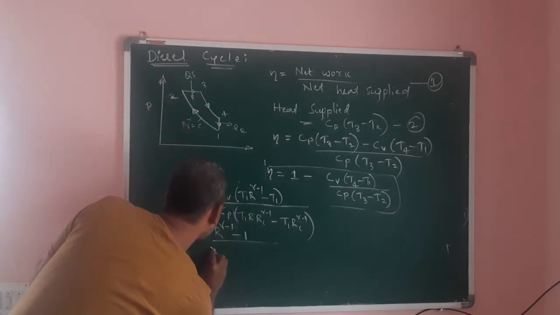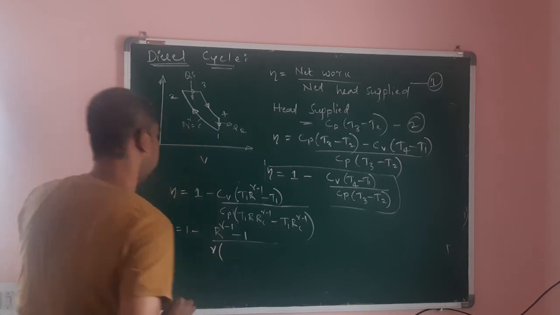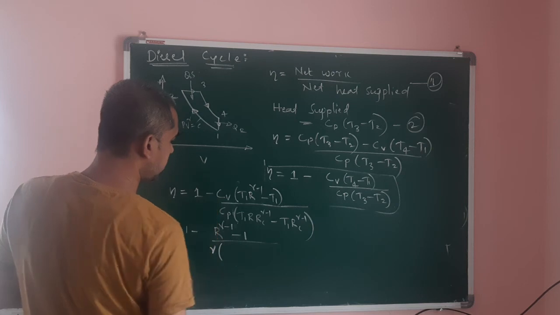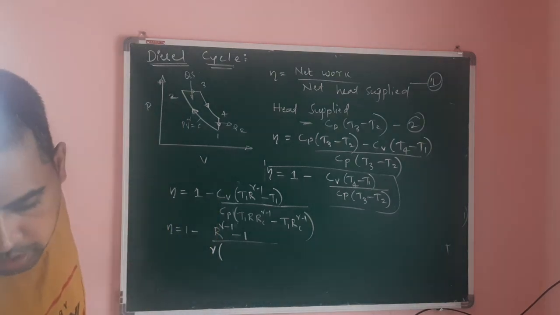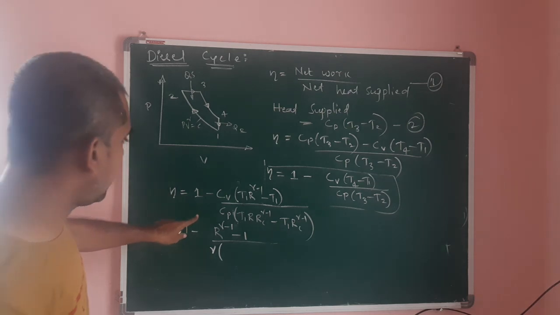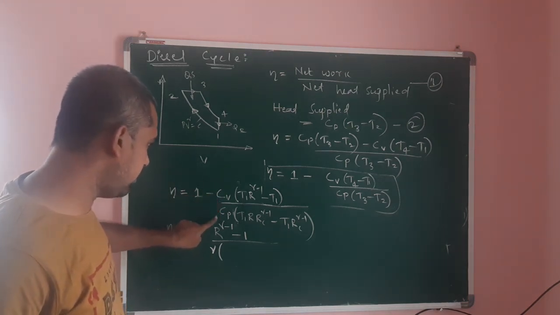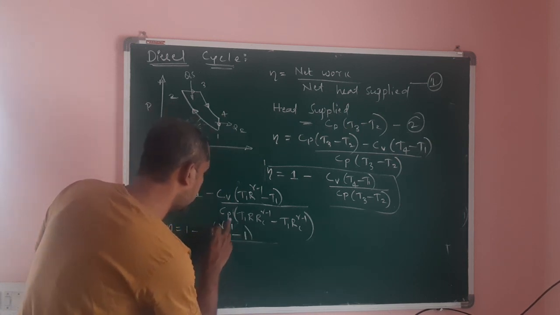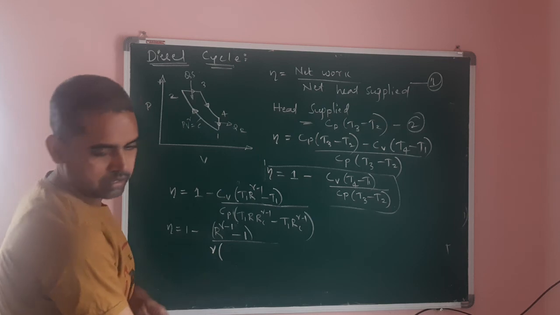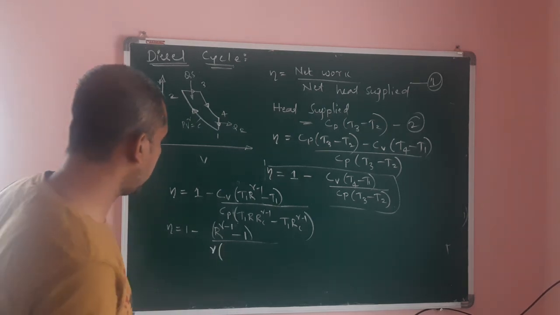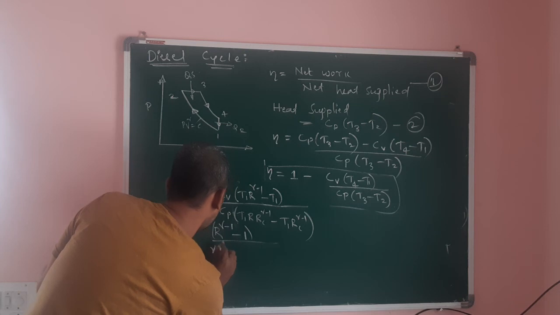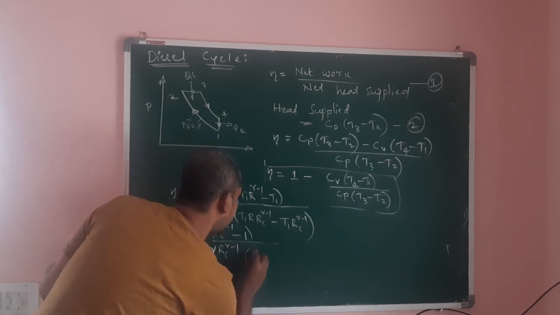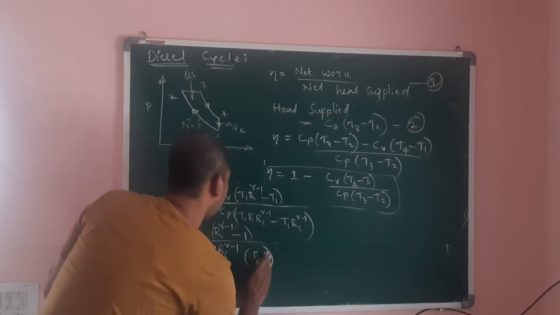this I will write as gamma. Cp by Cv is equal to gamma, therefore Cv by Cp is equal to 1 by gamma. Inside, what will remain? rc raised to gamma minus 1 also I can take common, into r minus 1.